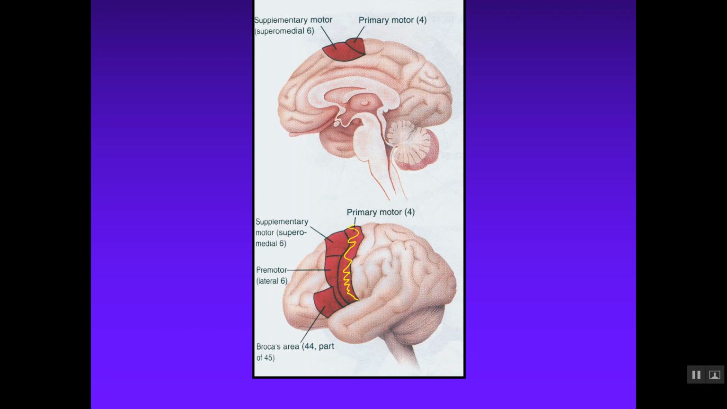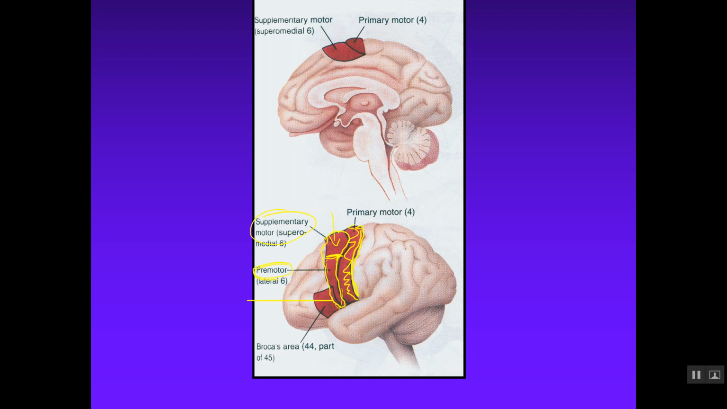That's the precentral gyrus, right? The central sulcus is right here. It's the precentral gyrus. That's the primary motor strip. Area 6, Brodmann's area number 6, encompasses two named areas. This area up here is the supplementary motor area, and then this area just below the supplementary motor area, but right in front of the primary motor area, is the premotor area.